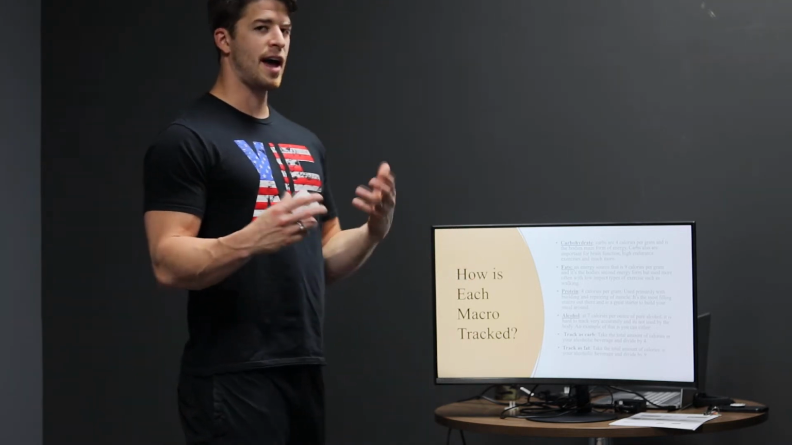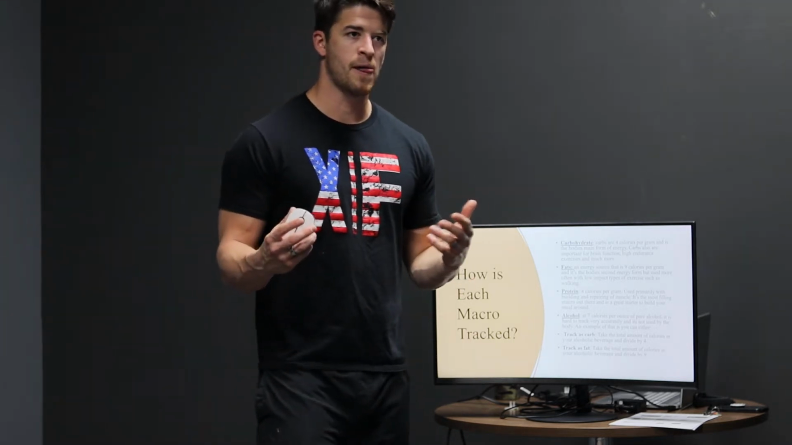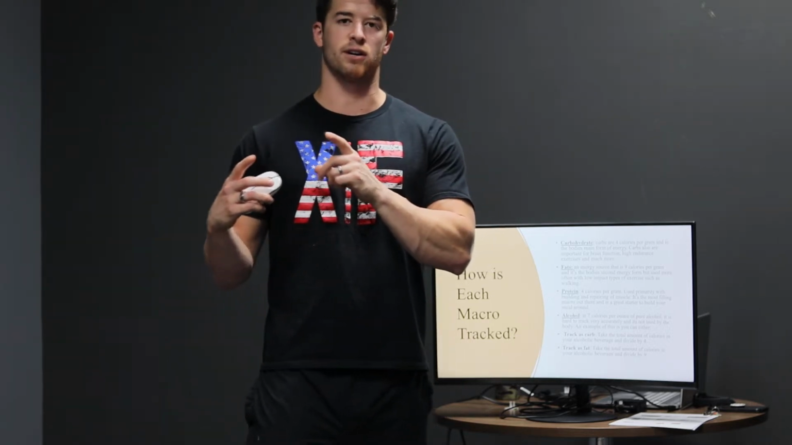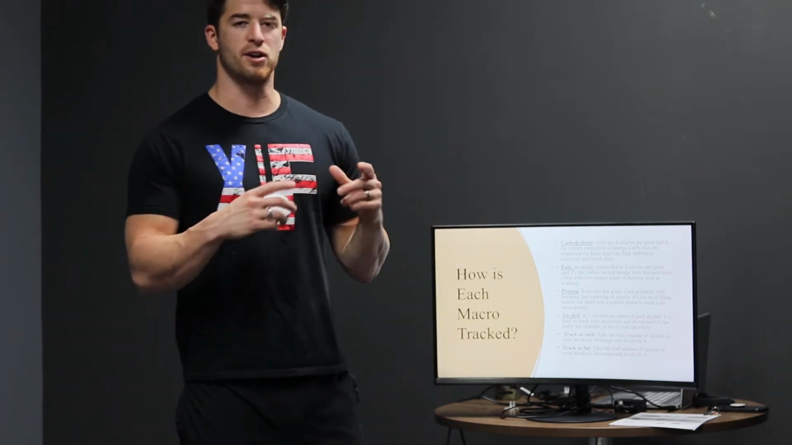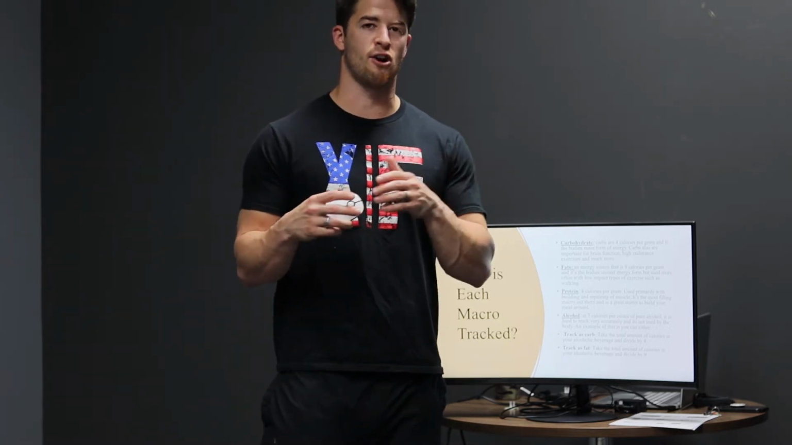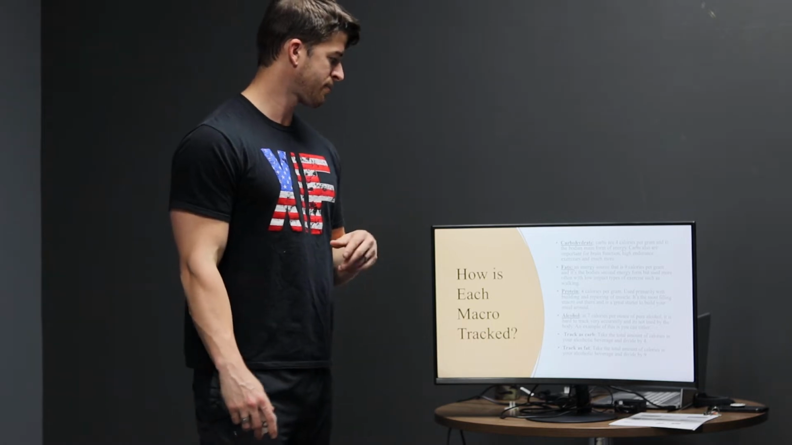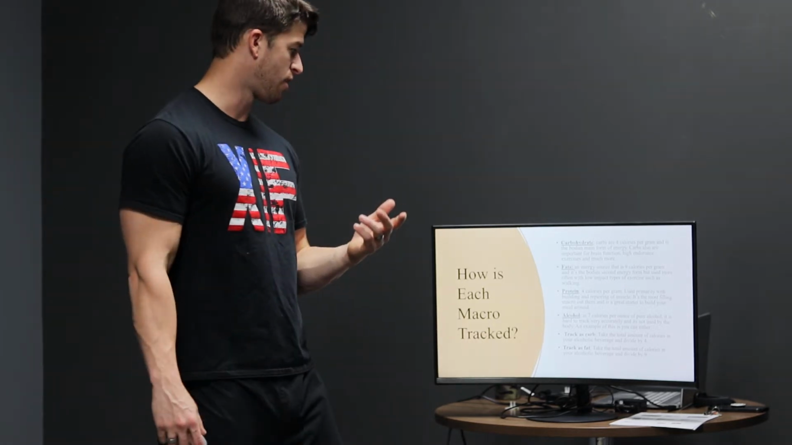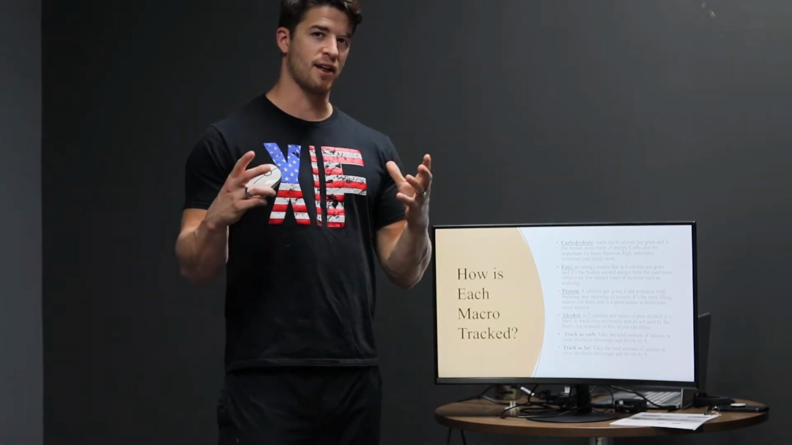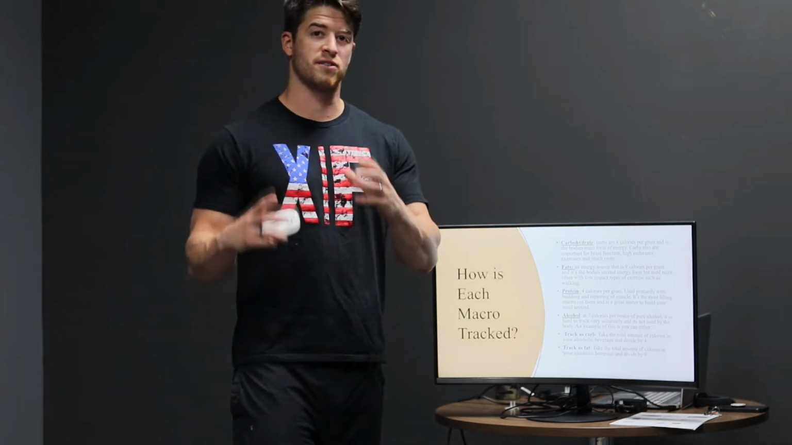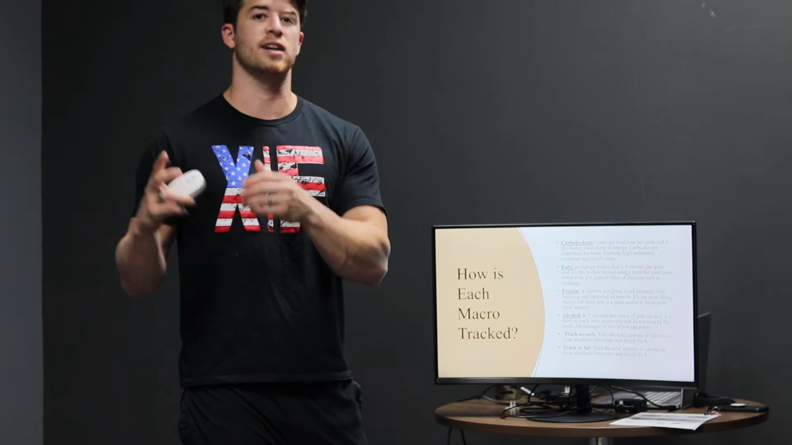Whenever you have alcohol, it's 7 calories per gram. Whenever you are out drinking, a lot of times you know the alcohol content of your drink. Whenever you go to track it, you just put it in as a carb or a fat, and I'll talk about that a little bit further down. If you're tracking it as a carb, you take the total amount of calories in that drink and divide it by 4. If you're tracking it as fat, you take the total calories of that drink and divide it by 9.